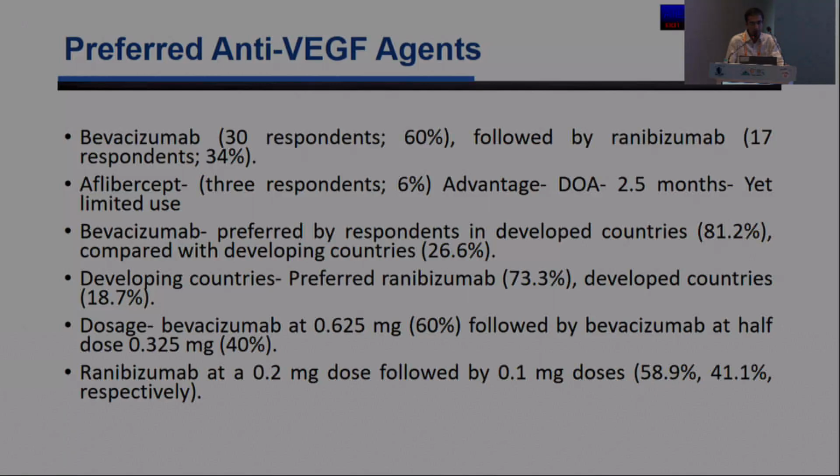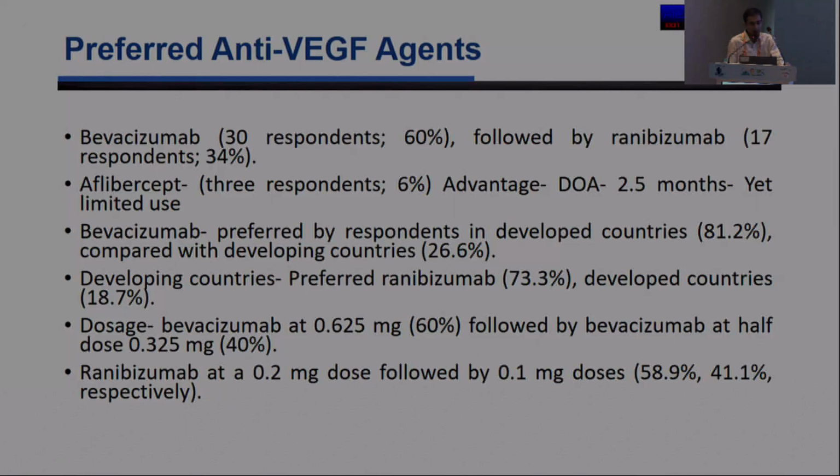So as I discussed, most of the respondents were preferring bevacizumab, and aflibercept was preferred by only 3 of the respondents out of 54. It has an advantage, a long duration of action, yet there are limited studies for its use. So aflibercept is not a routinely recommended anti-VEGF. Bevacizumab is preferred in developing countries, as I mentioned, because of the cost, the recurrence, and the ease of administration, a one-dose vial available which can be divided in both the eyes.